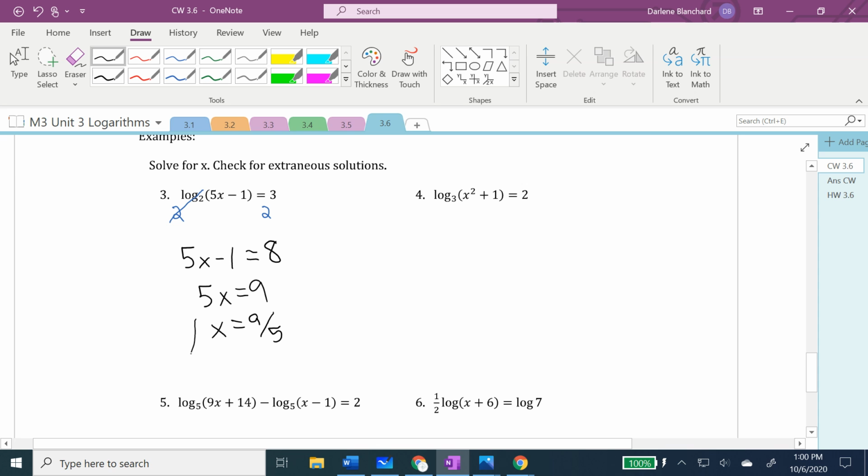I have a contender for solutions, but I need to make sure it's in the domain of the logarithm. So I look at the 5x minus 1, and I don't need to calculate. I just need to think about whether x being 9/5 makes a positive number or not. So do you think 5 times 9/5 minus 1 is a positive number? It is. Wait, 4/5. Do you mean 4/5? When I added 1, I got 9, so it should be 9/5.